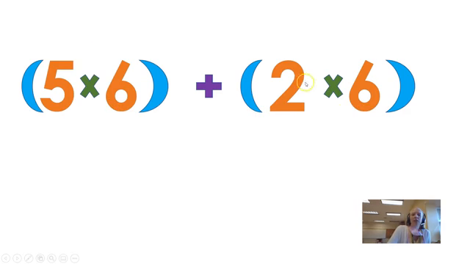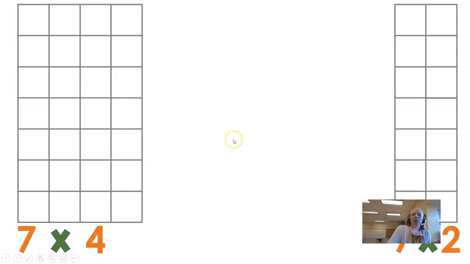5 times 6 is 30. 2 times 6 is 12. 30 plus 12 is 42. I have broken up 7 times 6 a different way. Notice I did not break up the 7. That is why you see the 7s in both of these problems because I did not break up that factor. Instead, I broke the factor of 6 into 4 and 2 because 4 plus 2 is 6.